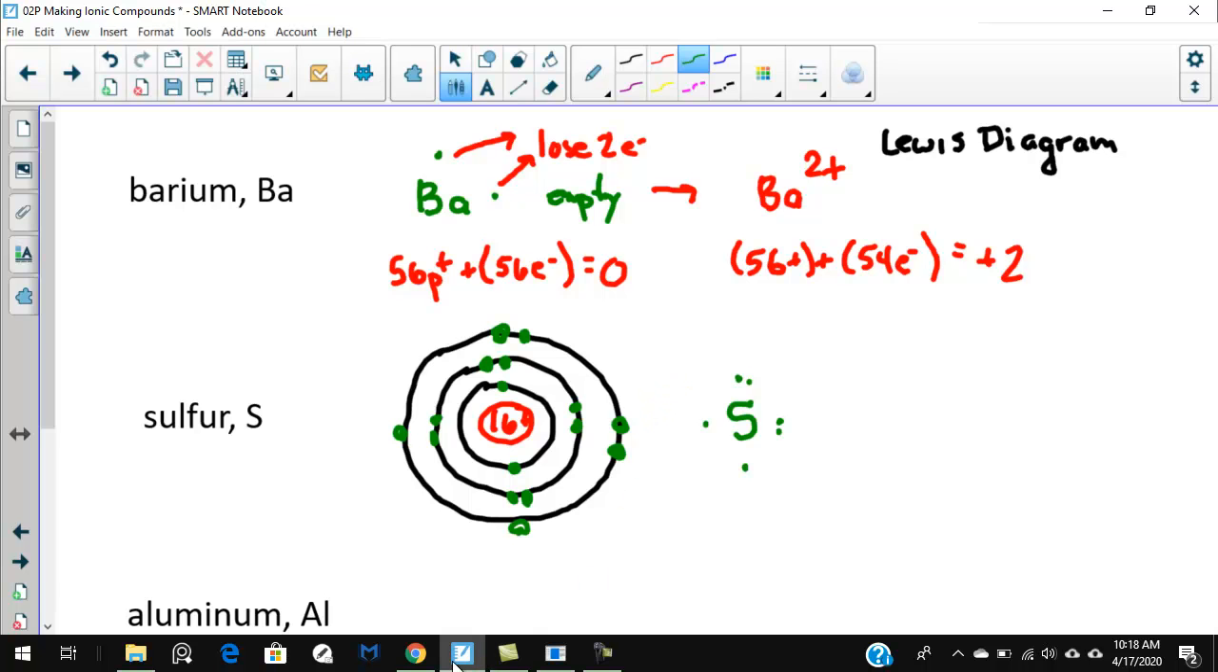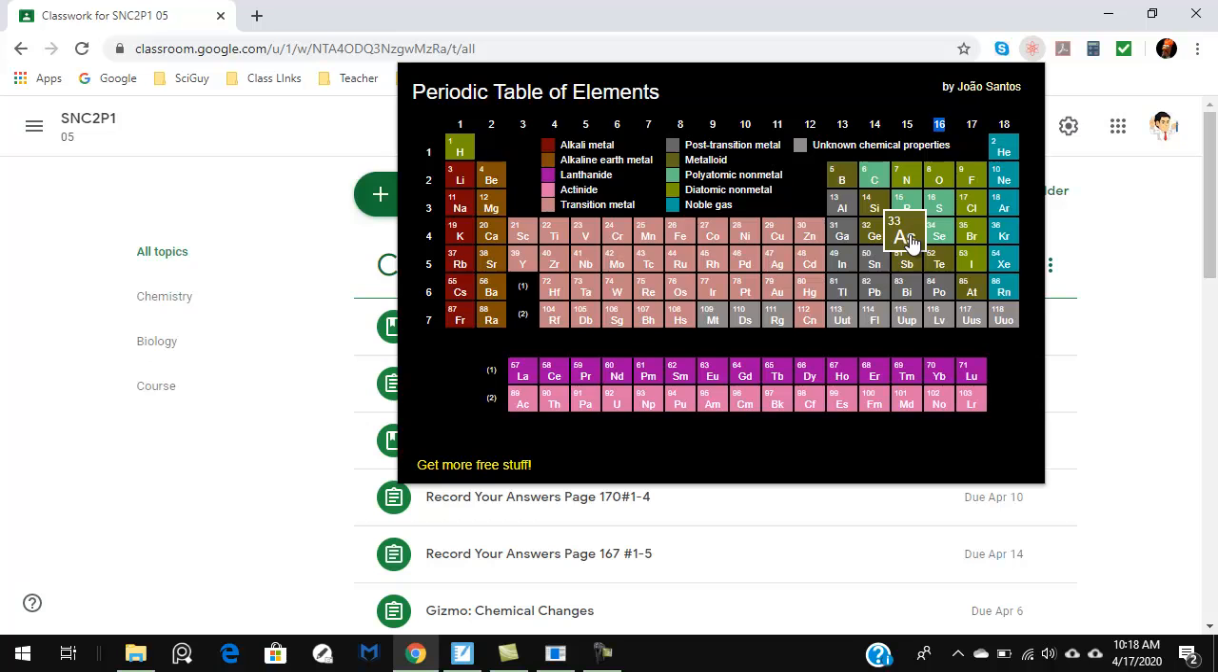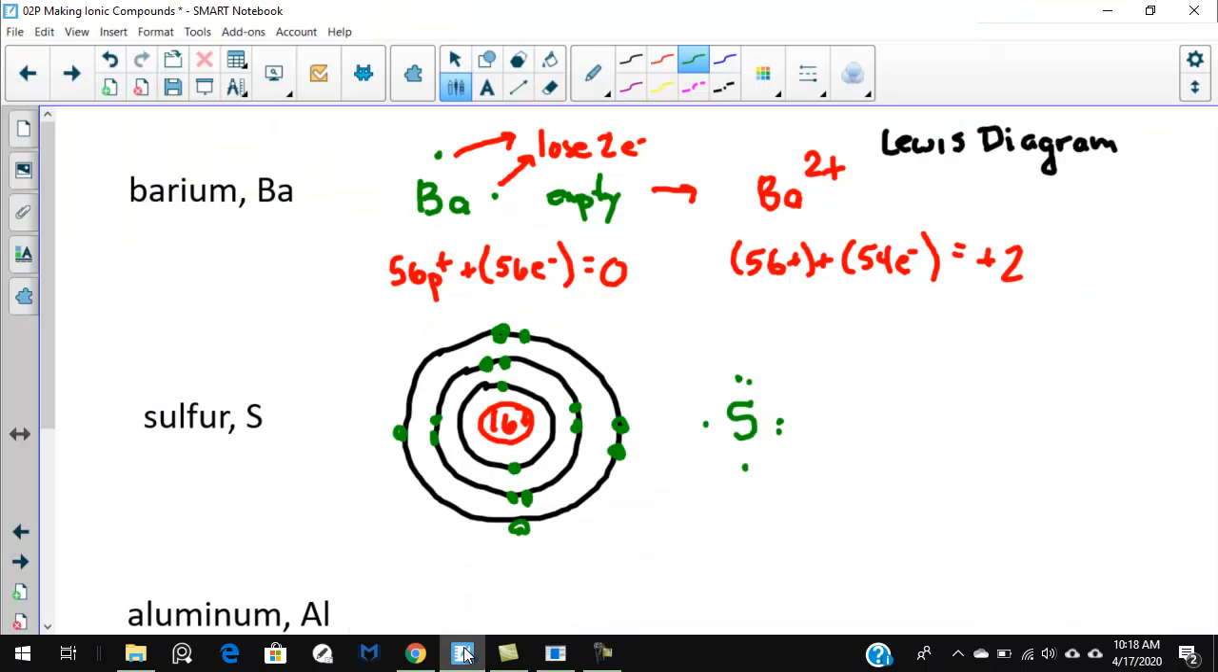Now, if we check the periodic table again, we can see that sulfur is in the non-metal section. Remember our line that comes down here. Everything on this side is a non-metal. And non-metals gain electrons, which kind of makes sense. If we look at sulfur, it either wants to empty or fill up this last orbit. So to empty it, it would have to remove 6. And that takes a lot of time and energy. To fill it, we only have to add 2 more.